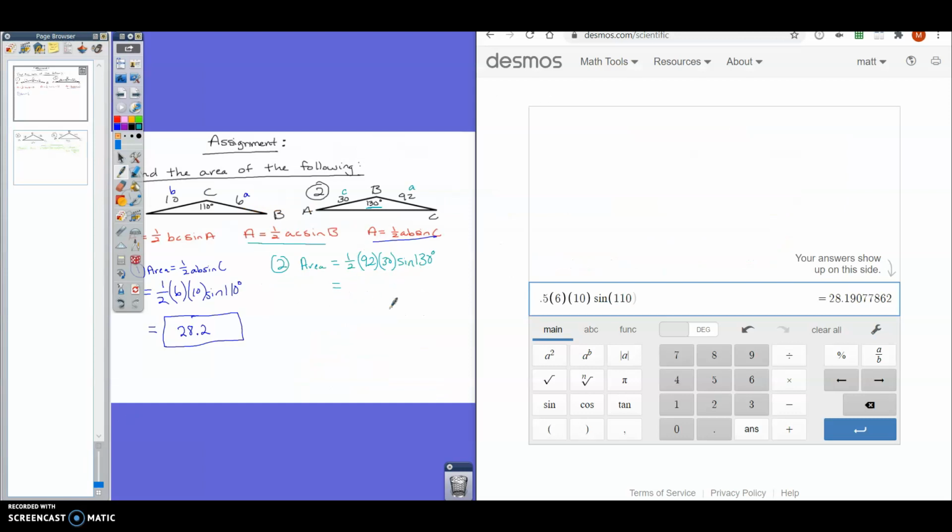Now we're going to plug it into the calculator. So we have 1/2 times 92 times 30 times the sine of 130 degrees. On this one we get 1057.14. We're going to round it to one decimal place. Since this is a 4, we round down, so it's 1057.1.